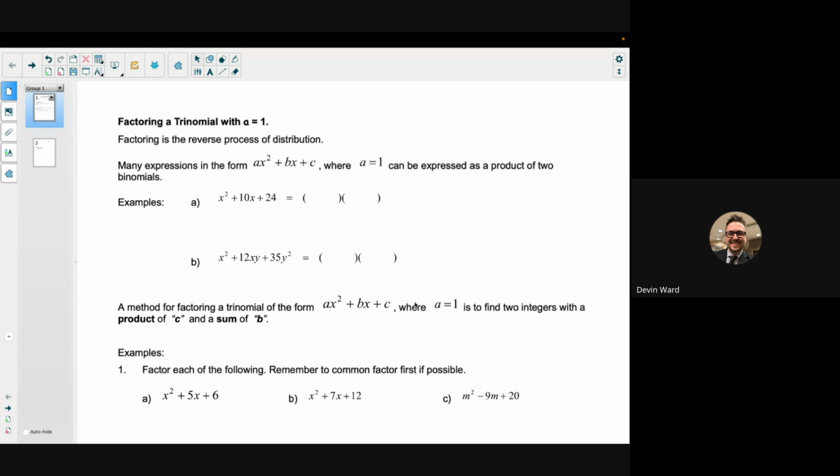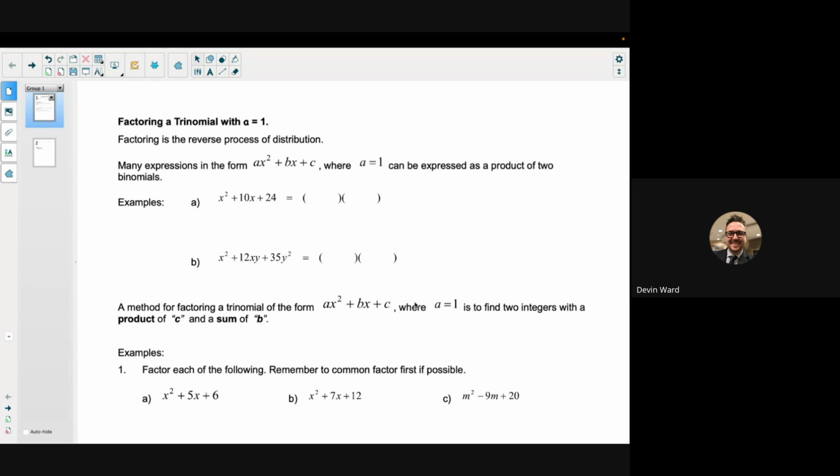And if I look at x squared plus 12xy plus 35y squared, that is equal to x plus 5y times x plus 7y. Okay, so we can see that these two are equal to each other. So if I have this starting point, I can work my way backwards to get to both of these.